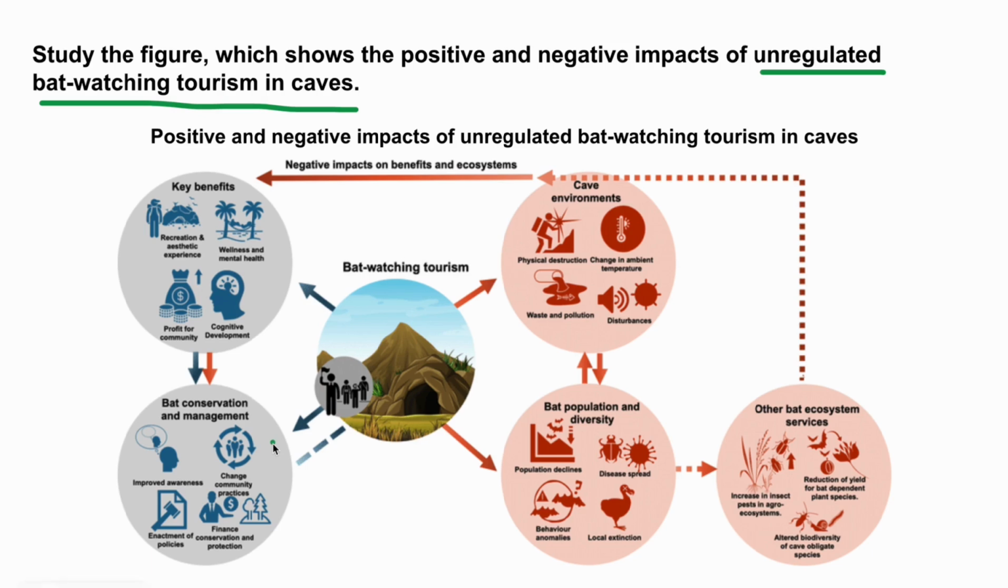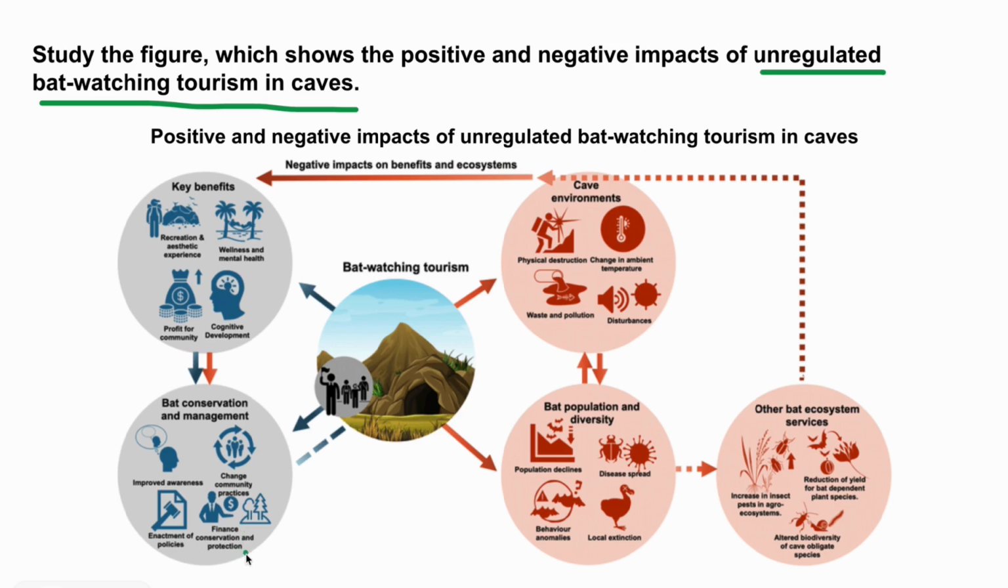What is another benefit here? Bat conservation and management. Improved awareness about bats, the biodiversity in caves. Change community practices. So for example, if people in the past didn't really care about bats, didn't control the population, or wanted to cull bats, wanted to kill the bat population, maybe that community practice will change. Enactment of policies. So if bat watching tourism is a source of income for the country, it is possible that the country tries to regulate it a bit more in future. That's where policies would come in.